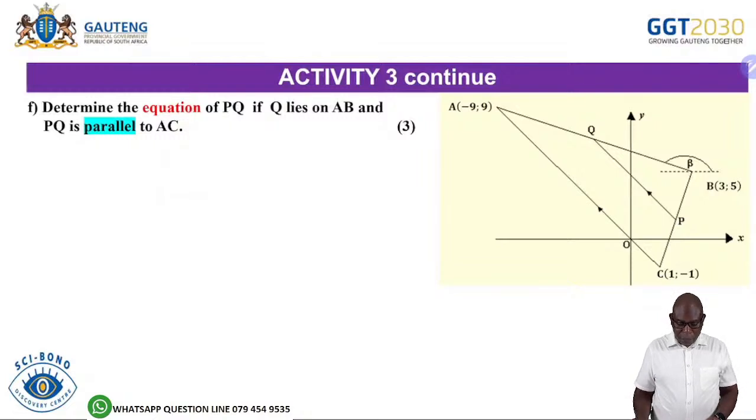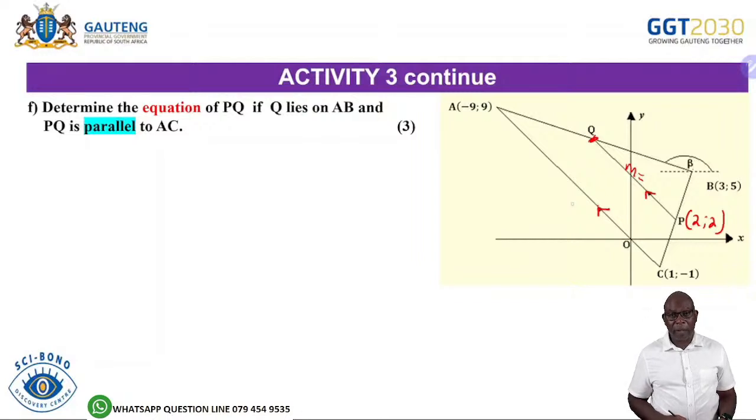Okay. So determine the equation of PQ if Q lies on AB and PQ is parallel to AC, as indicated. So what do I know about parallel lines? First of all, I know that parallel lines have the same gradient, but in this case, I do not know the gradient of AC because we haven't calculated it yet. So first I need to calculate the gradient of AC, and then I use the point P, which I already know is 2 and 2. So what do I need for the equation of PQ? I need the gradient of this line. Because I don't have the gradient of that line, I cannot calculate the equation of PQ. For me to get the gradient of PQ, I need the gradient of AC because the gradients of parallel lines are equal. So I must get the gradient of AC.